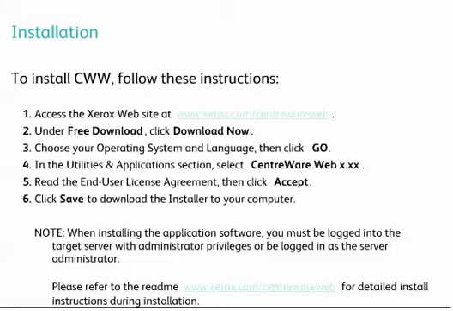Fourth, in the Utilities and Applications section, select CentreWare Web, whatever the latest version is, currently 5.0. Read the End User License Agreement, then click Accept. Finally, click Save to download the installer to your computer.